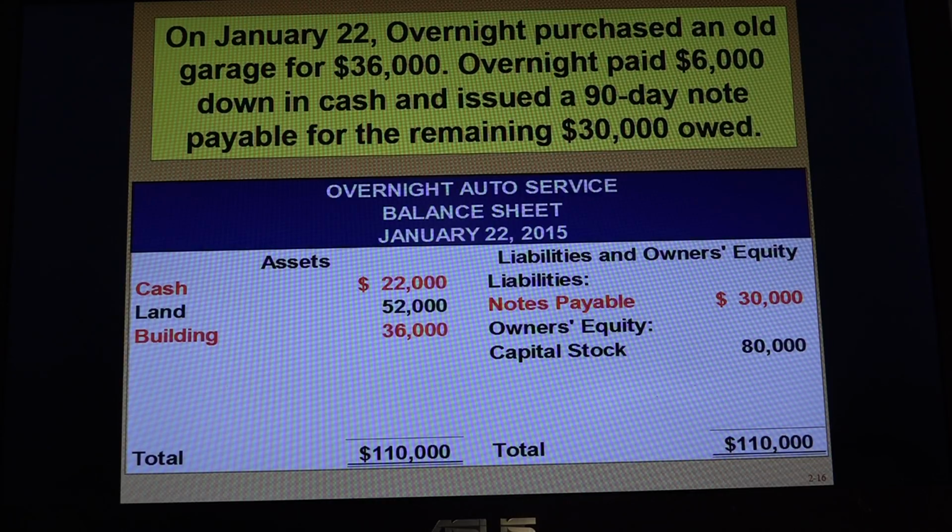Bottom line is that you've increased both sides of the accounting equation by $30,000, the amount of the notes payable, and the difference between what you purchased the building for less the cash that you paid down for it.